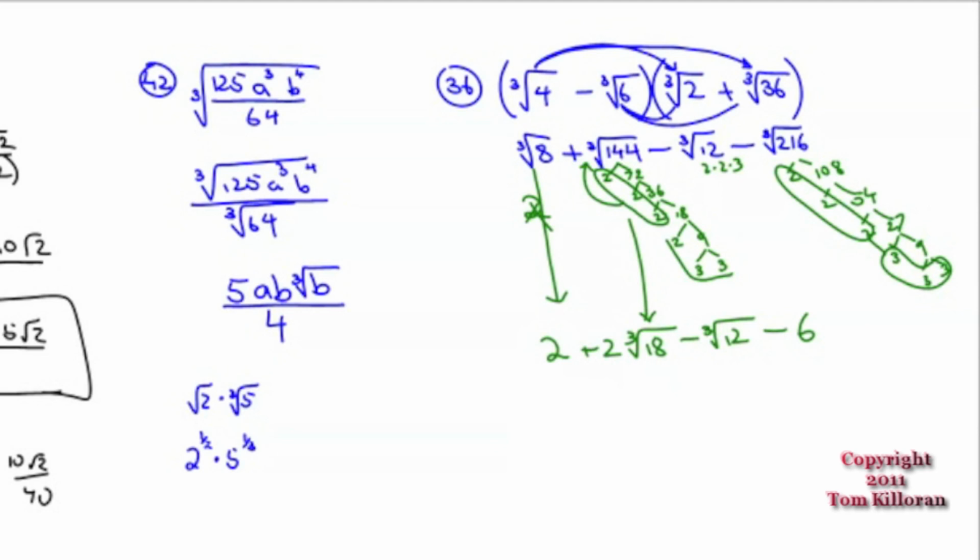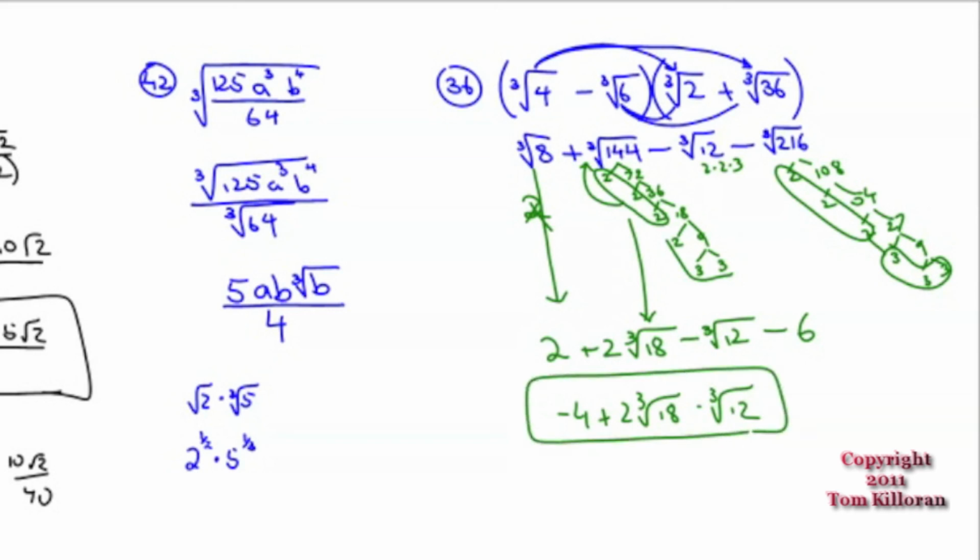And then 2 minus 6, of course, is negative 4 plus 2 cube roots of 18 minus the cube root of 12. That's what we're going to get out of it. Messy as all get go.